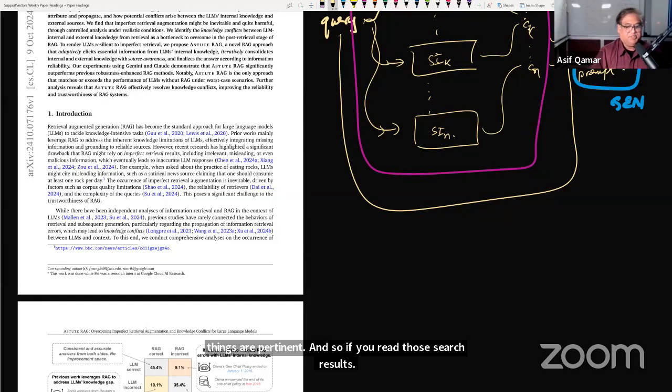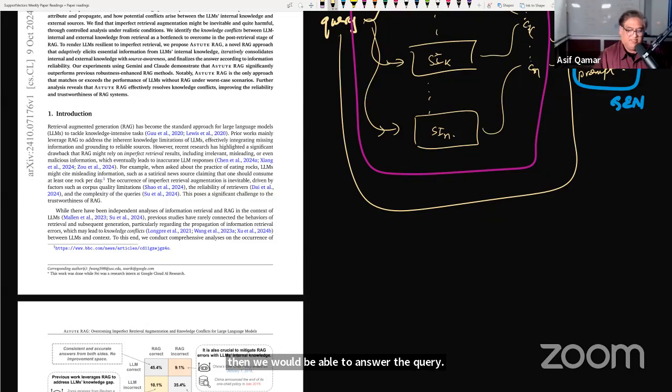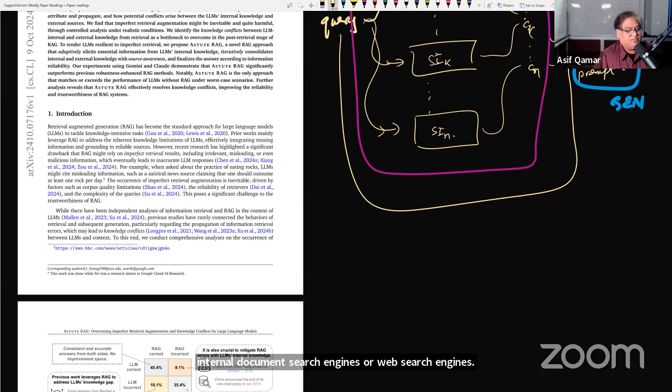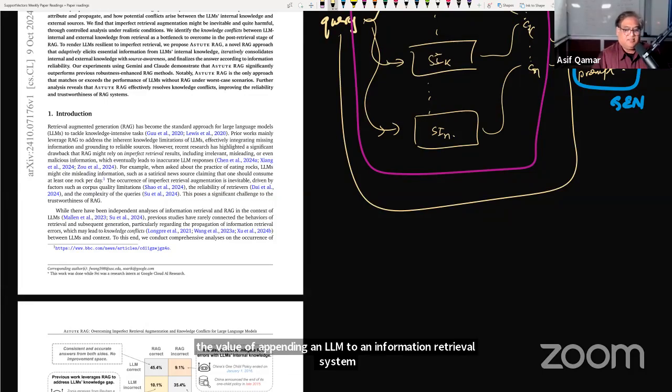That has been the information retrieval system. All search engines work like that, whether internal document search engines or web search engines. Now, the value of appending an LLM to an information retrieval system is to complete the path.